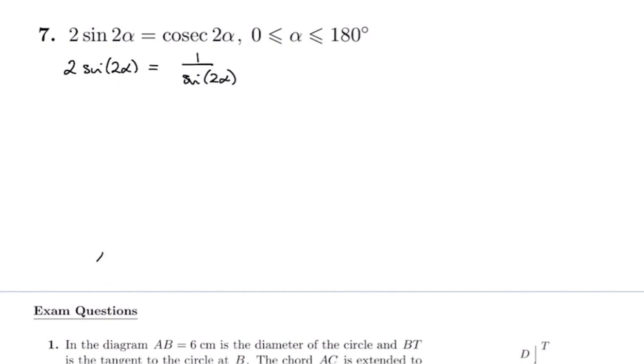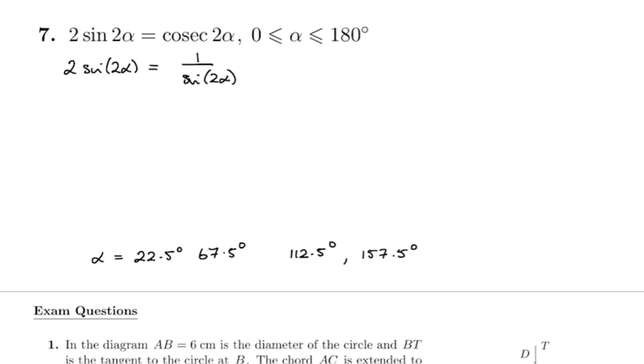You should aim for alpha equals 22.5 degrees, 67.5 degrees, 112.5 degrees, and 157.5 degrees. So 4 possible solutions. The first 2 are from the positive sine, and then the second 2 are from when you get the negative one.